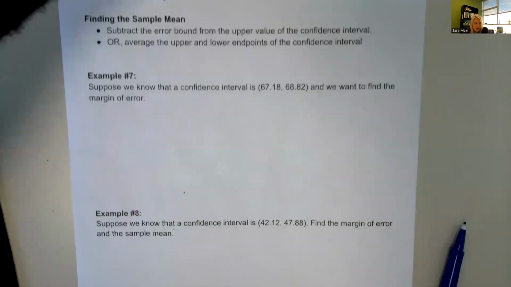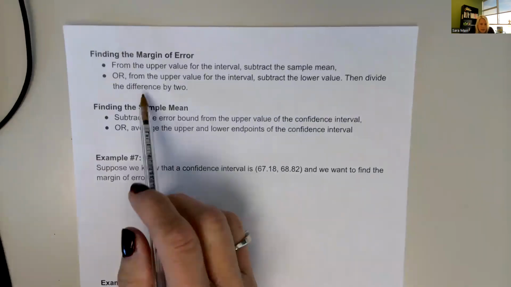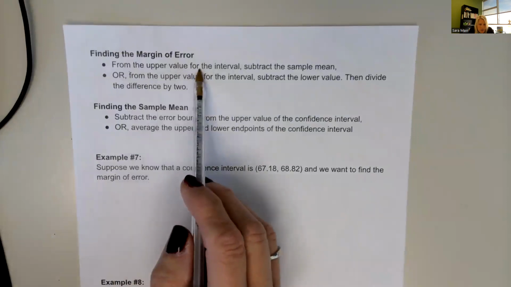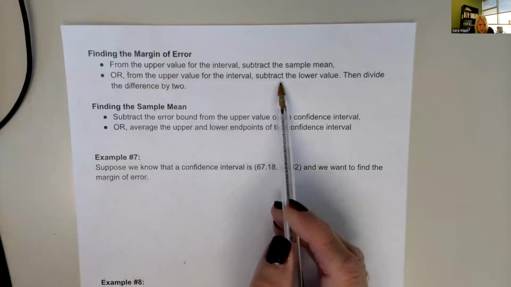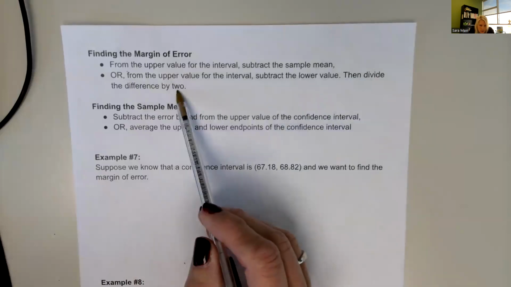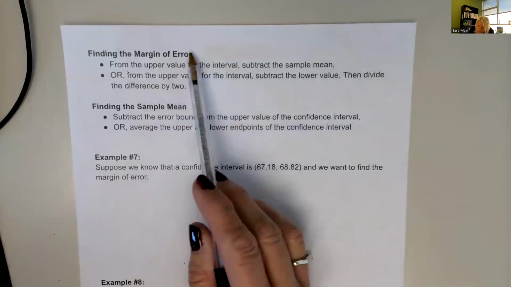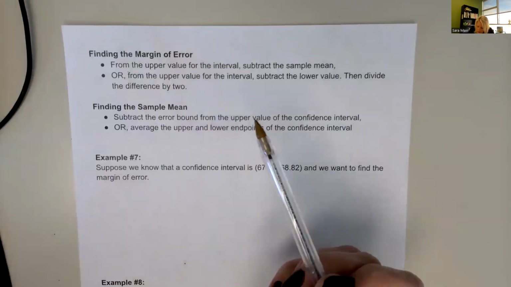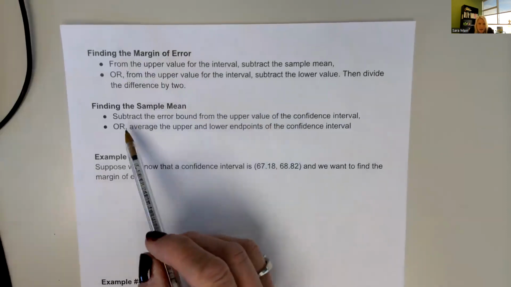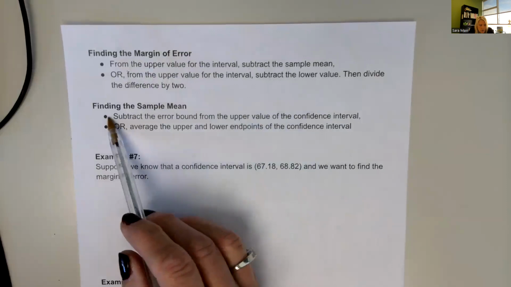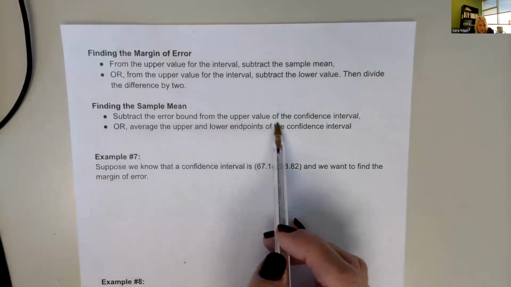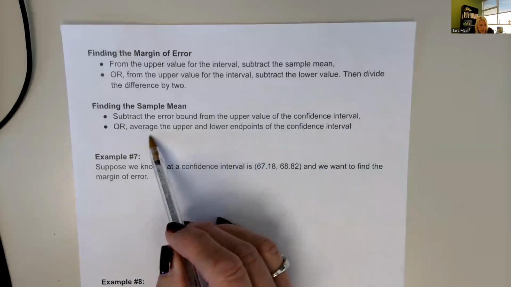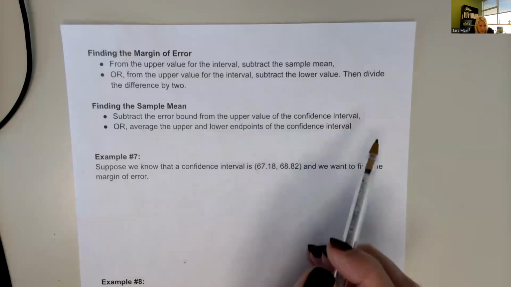So, finding the margin of error. From the upper value for the interval, subtract the sample mean, or from the upper value for the interval, subtract the lower value, then divide the difference by 2. If you were not given the margin of error, if you were given the confidence interval, you can find the sample mean by subtracting the error bound from the upper value of the confidence interval, or average the upper and lower endpoints of the confidence interval.